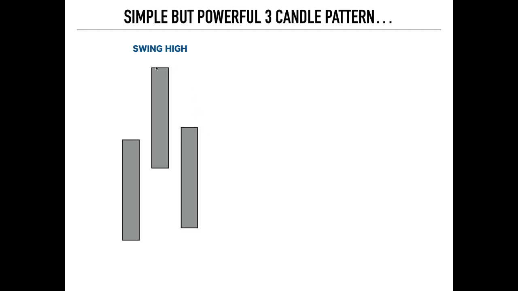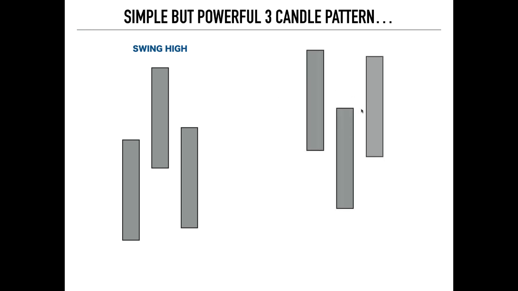Okay, this also includes the wicks. But just as a general concept, this is the kind of formation that you want to see on the chart, right? This is called a swing high. On the other end of the spectrum, of course, we have what we call a swing low. And that is because we have a low in the middle and we have a higher low to the left and a higher low to the right.